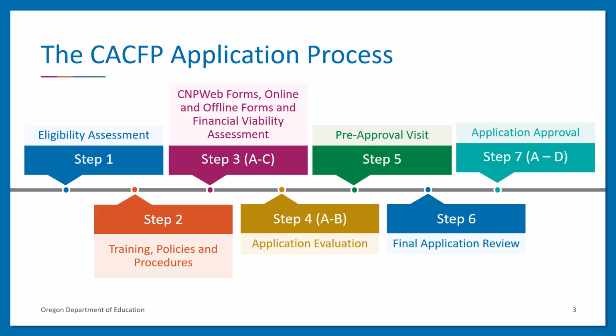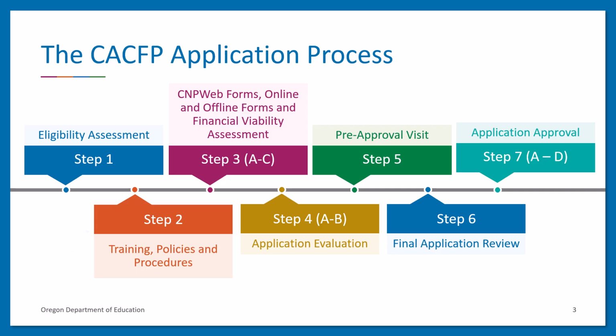How does your organization become a CACFP sponsor? There are 7 steps in the application process. The following slides outline each step in the CACFP application process. There are 7 steps in total. This process is intended to both prepare applicants to be sponsors and enables ODE-CNP to assess the capability of the applicant to be a successful sponsor of the CACFP.